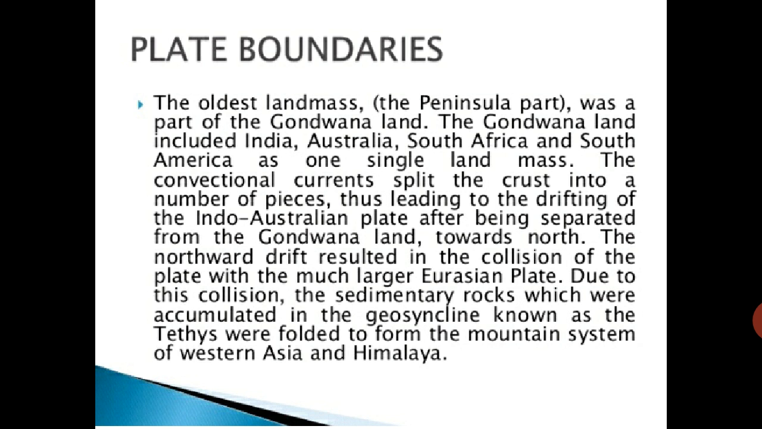The northward drift resulted in the collision of the plate with the much larger Eurasian plate. Due to this collision, sedimentary rocks which were accumulated in the geosyncline known as the Tethys were folded to form the mountain system of Western Asia and the Himalayas. So this type of thing happened in the end. The plates were different from each other. Some other things happened, and because of that the mountain system of Western Asia and Himalaya formed.